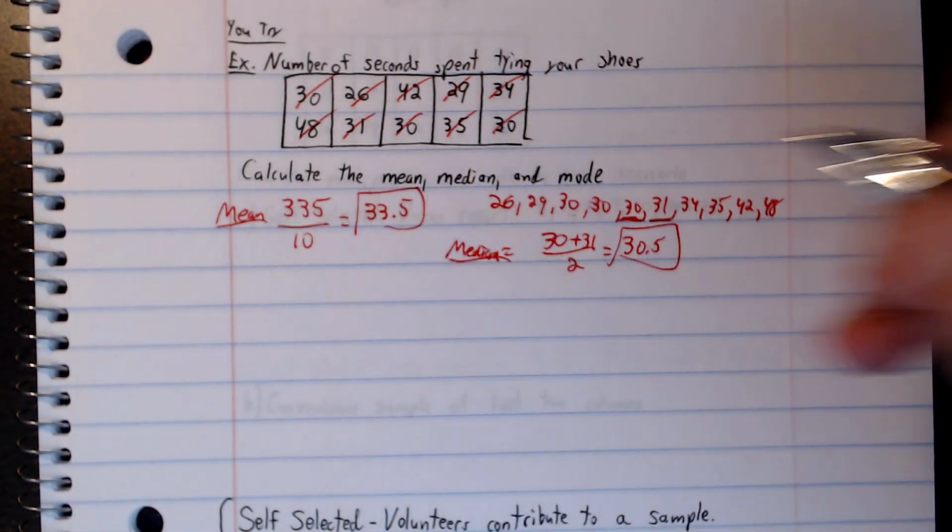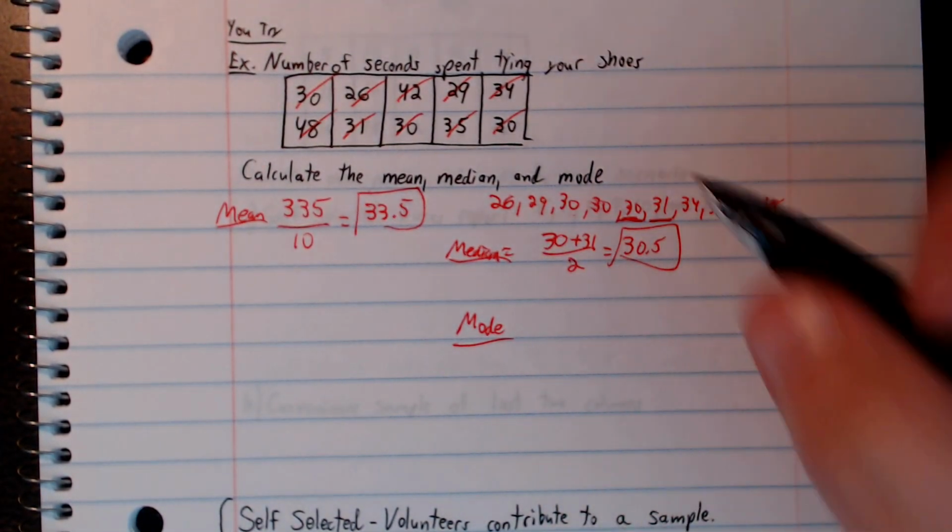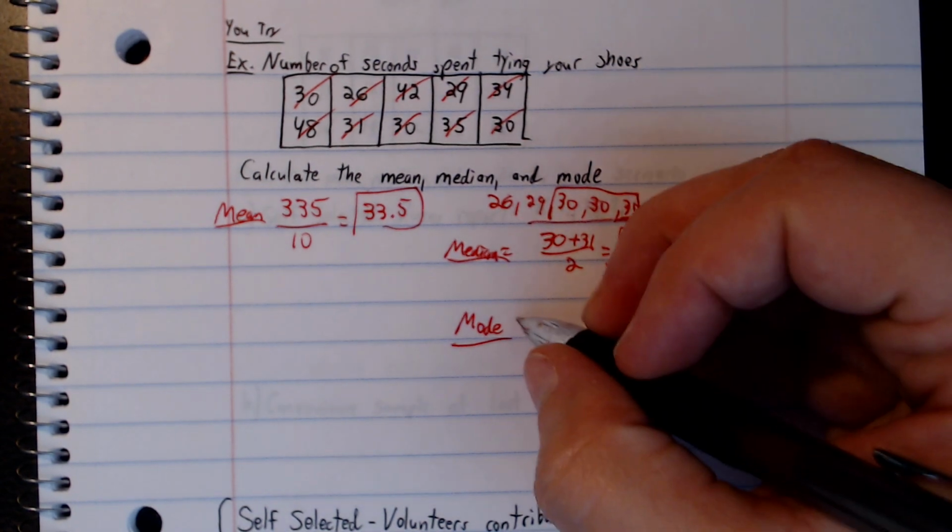That's fine too. And then mode. Which one shows up the most? They're in order, so it's nice and easy to see that 30 shows up the most.